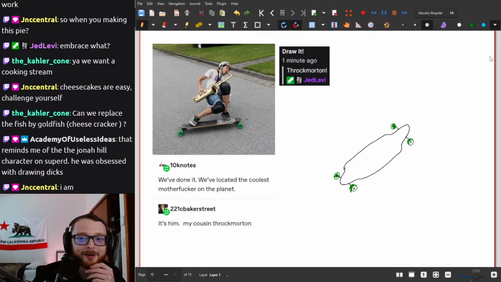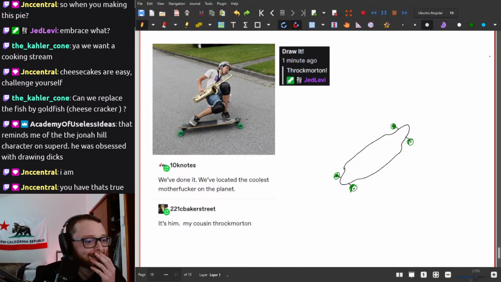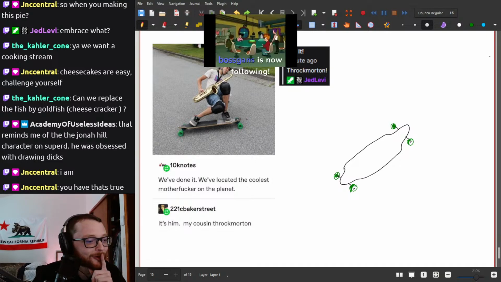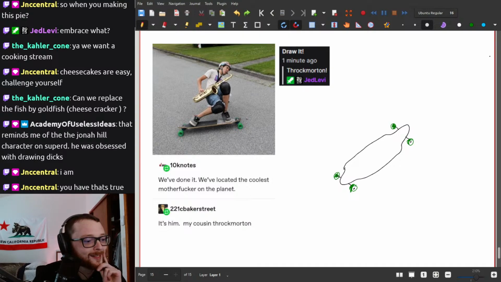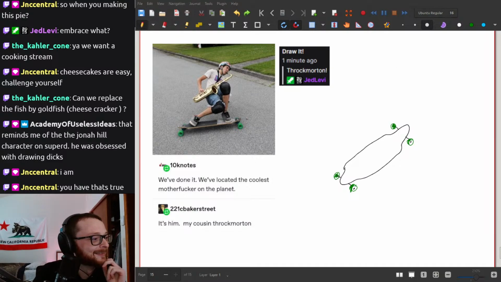Okay, how do we start? Dude, this is such a weird pose to draw a person in. Replace the fish with goldfish. That would be hilarious. That's an idea right there. Maybe not that good. It probably wouldn't taste that good. Boss Scans, thanks for the follow. Jonah Hill character on Superbad? Oh, Superbad. Yes. I remember that was hilarious.